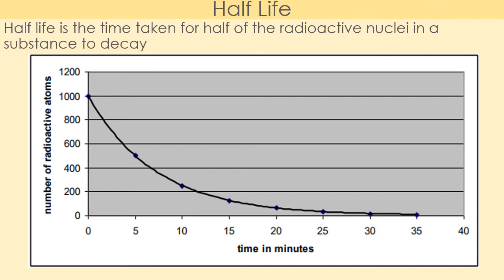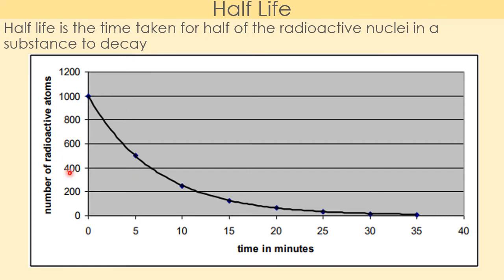So that's for them to turn from an unstable nucleus into hopefully a stable one, or sometimes a different unstable one. If you're not sure about that, look at the previous video when you're at home on the different types of decay. We're going to have a look at this graph here.